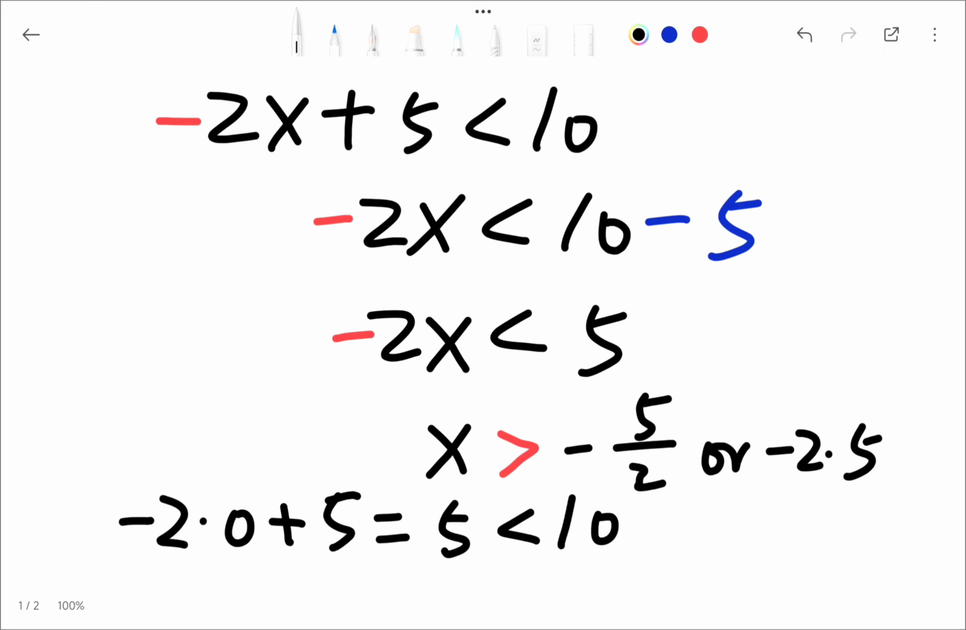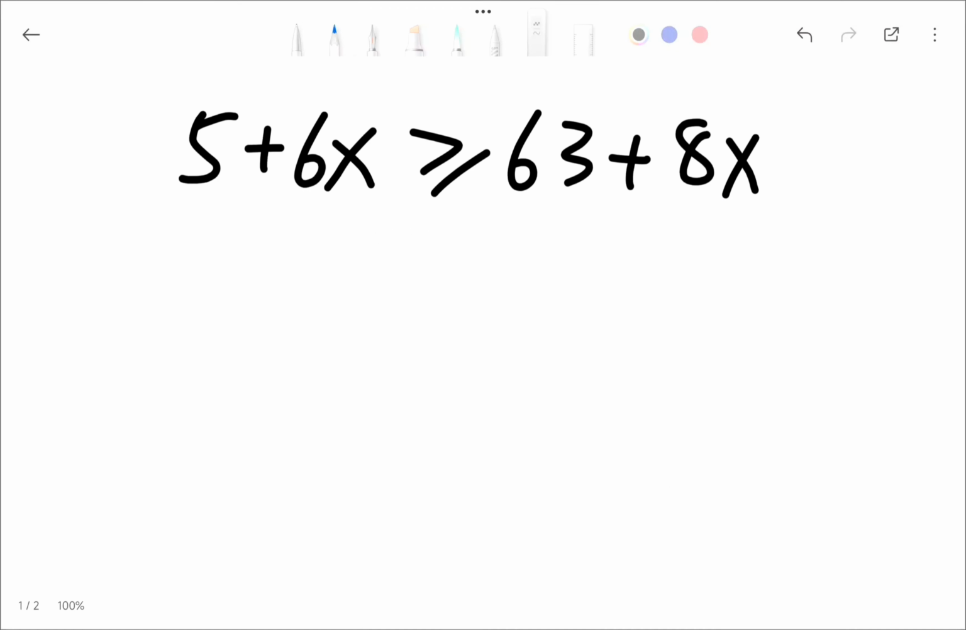So to summarize, the only difference between solving an equation and an inequation is if we need to either multiply or divide both sides by a negative number, we need to switch the sign of the inequation to its opposite. If it was less than, it will become greater than. If it was less than or equal to, it will become greater than or equal to. Let's put our learning into practice and take a look at this one last example. Please feel free to pause the video and give it a go.